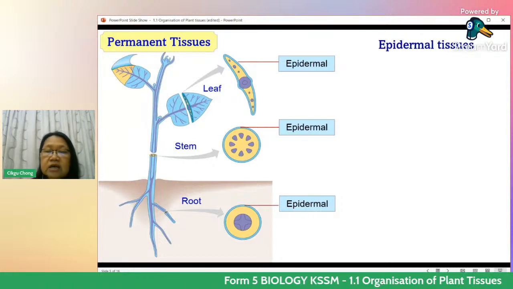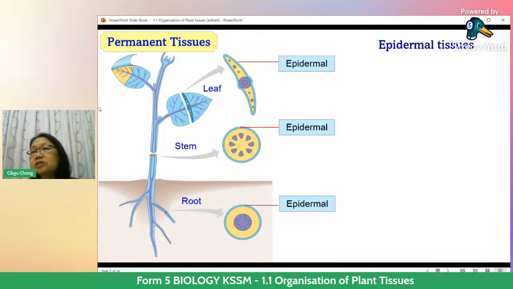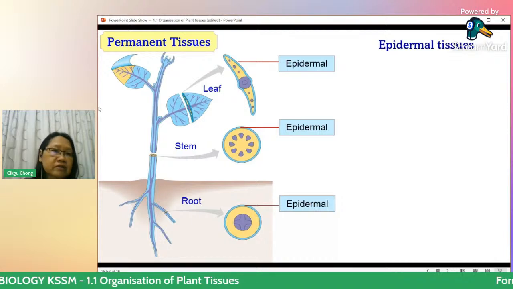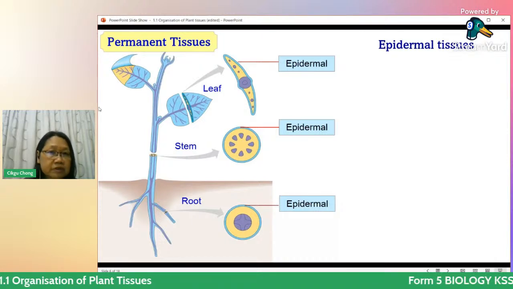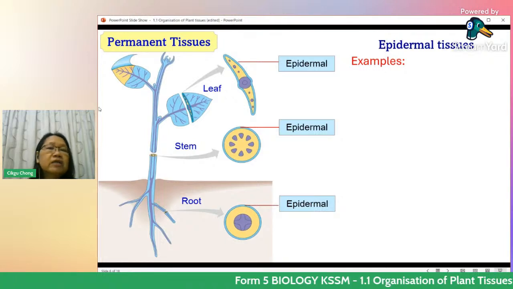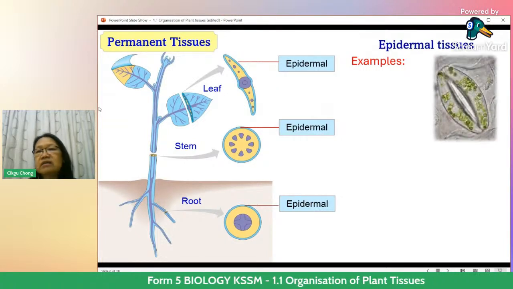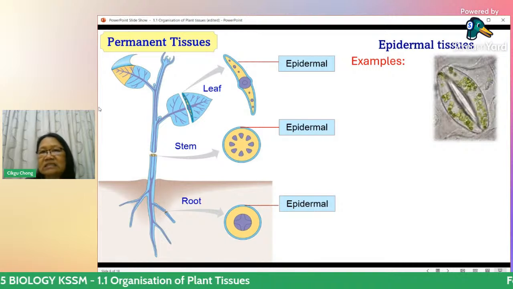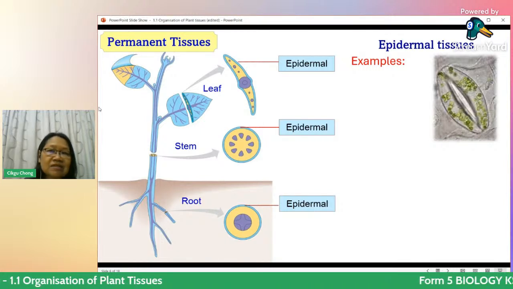Okay, so next, what are the examples of epidermal tissues? Okay, what are they? Modified, we call it modified. So I have two examples for you. Epidermal tissues, example number one is this thing. Are you able to tell me what type of tissue this is? What type of cell? Tissue cell, right?